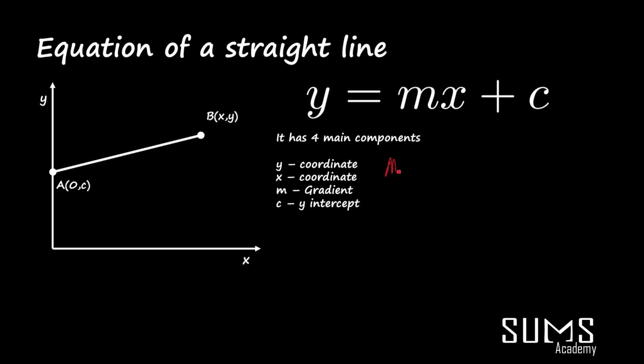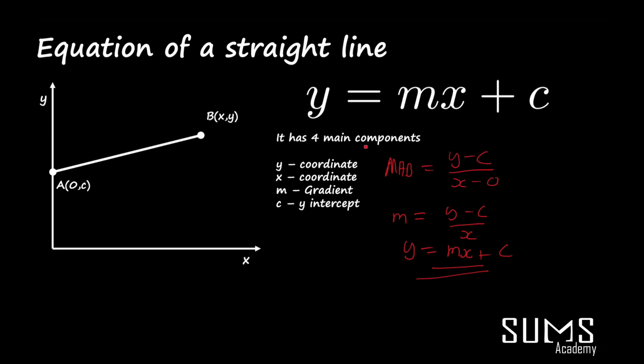If you have m, the gradient of AB, that would be equal to y minus c, those are your y coordinates, all over x minus 0, and that is equal to y minus c over x. Then it's just a simple case of rearranging to y equals mx plus c. That's just the equation, and that's where it comes from.